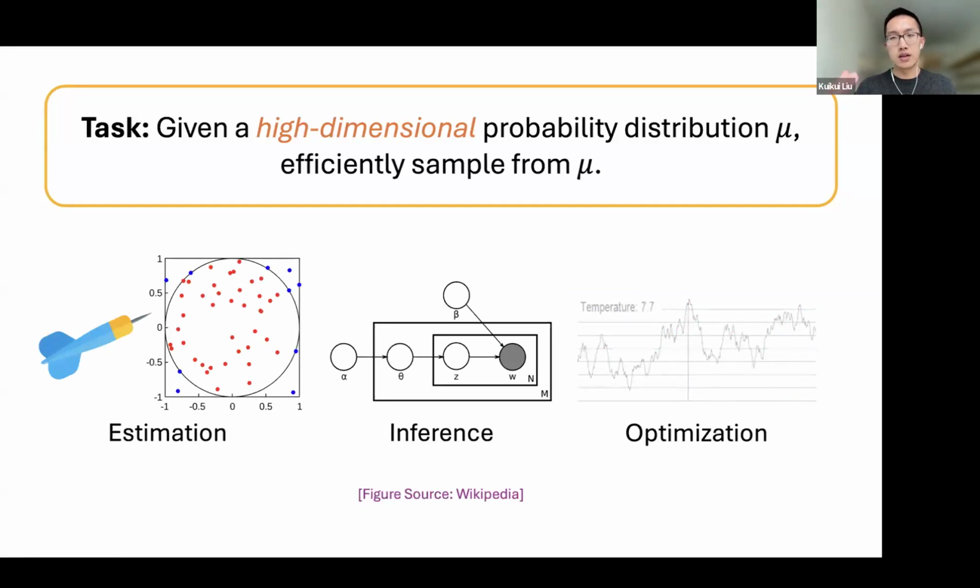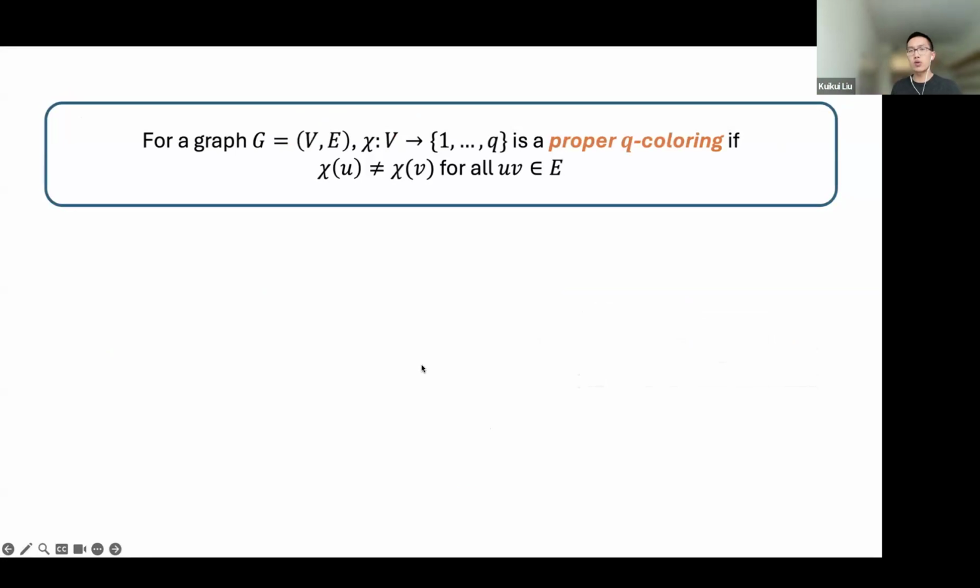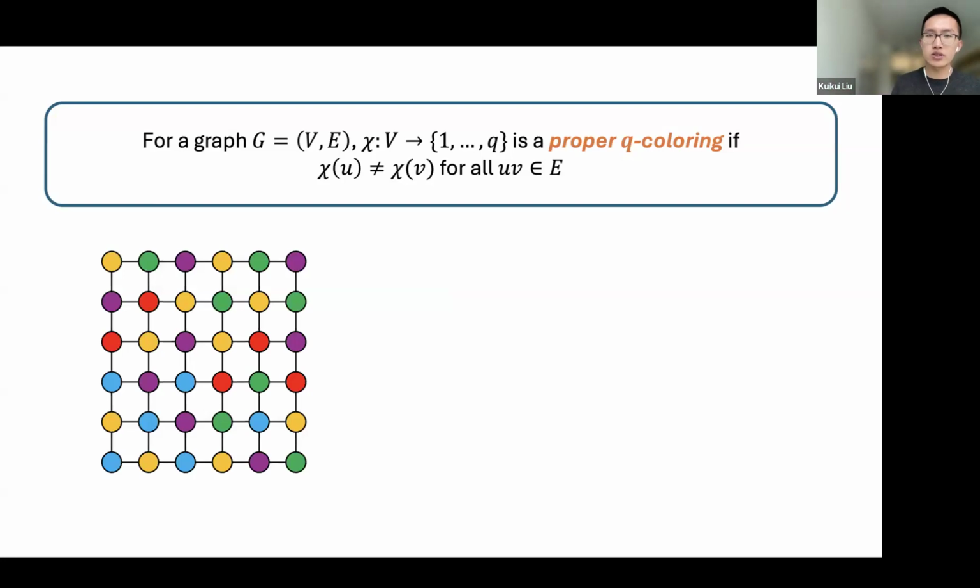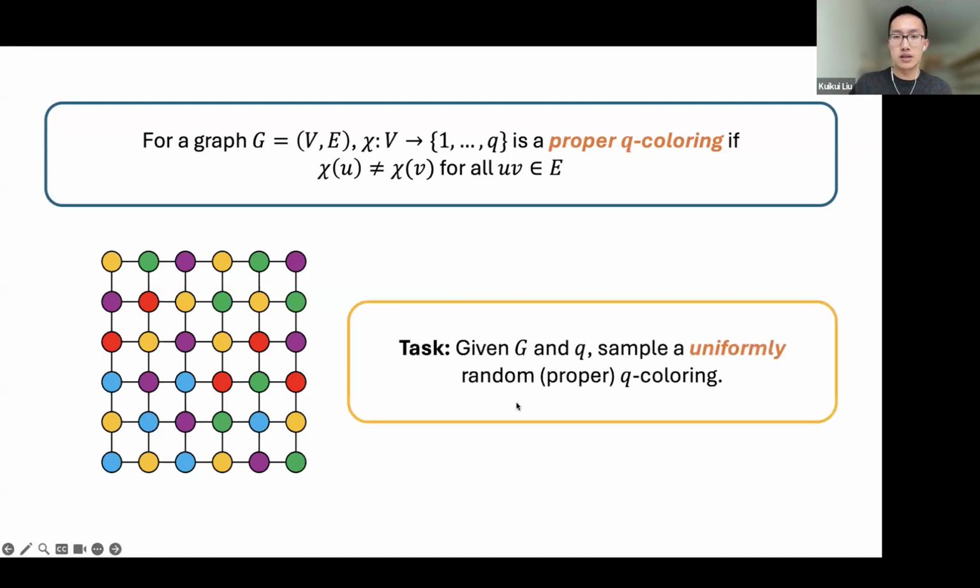Now, in this talk, we're going to be focusing on the discrete setting. And as a running example, we're going to be focusing on the problem of sampling graph colorings. Recall a graph coloring is an assignment of colors, 1 through q, to the vertices of some graph G, such that neighboring vertices are not allowed to have the same color. The goal is, given the graph G and the number of colors q, to sample a uniformly random coloring of the graph.